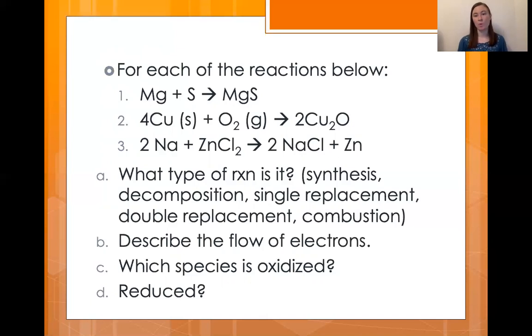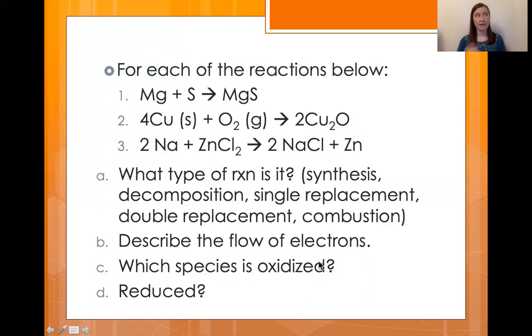Let's go ahead and talk about problem 1 together. So magnesium and sulfur are reacting together to make magnesium sulfide. If you look at your reference table, magnesium starts out with 2 valence electrons. It needs to lose those in order to follow the octet rule. And sulfur starts out with 6 valence electrons, so it needs to gain 2 in order to follow the octet rule. And so what's going on here is that magnesium is transferring electrons to sulfur. The two elements are coming together to form one compound. So this is a synthesis reaction in which electrons are flowing from magnesium to sulfur.